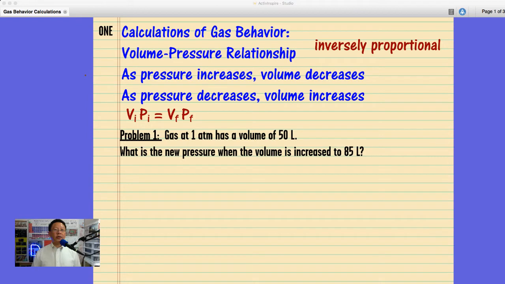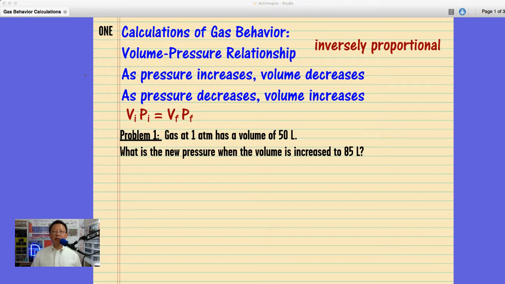Here's a reminder of how to do some simple calculations regarding the behavior of a gas. The first relationship we'd like to look at is the relationship between volume and pressure. We remember from class that these two are inversely proportional in their behavior. In other words, as the pressure of a gas increases, the volume it occupies decreases. It's in the opposite direction. As the pressure on a gas decreases, the volume that it occupies increases.